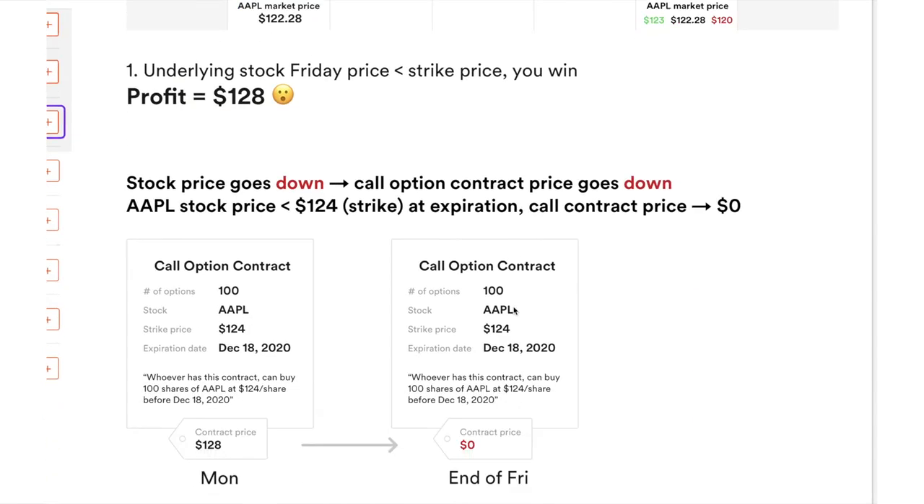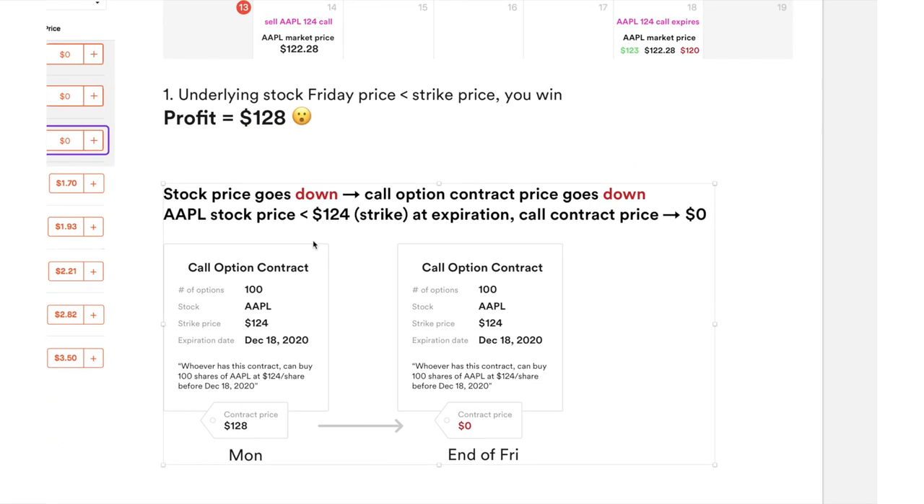Another way to look at this is that if you remember the relationship, if the stock price goes down, the call option contract price will also go down. And in this case, the Apple stock price, it doesn't matter if it goes up, stays flat, or drops, as long as it's below 124, the call option contract price is going to go to 0. So the exact same call contract on Friday, if the Apple market price is any of these numbers, the contract price is going to go to 0. So if you were to buy back the same contract, you will spend $0 to buy back. So your net profit will be 128 minus 0 equals 128, right?